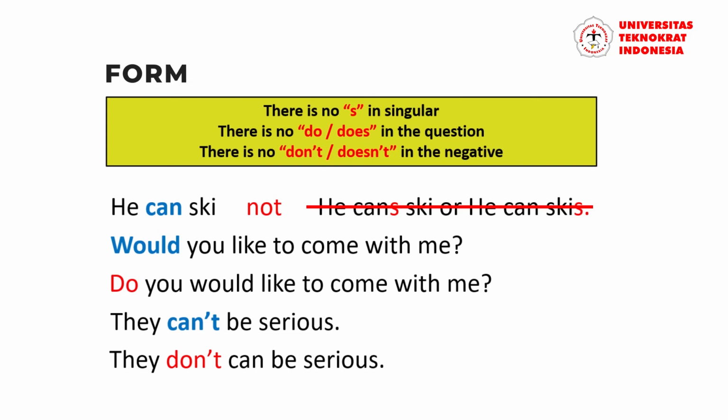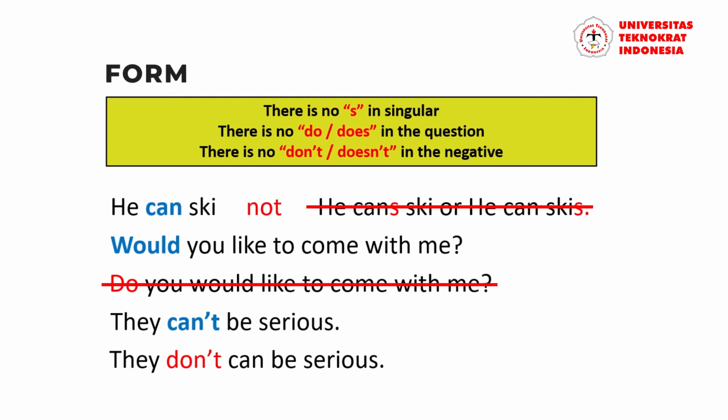Okay, and then the next example: for the modal itself, we do not need to put an auxiliary in the negative form or in the question form. For example, would you like to come with me? That is the correct sentence, the correct structure. While if we have, do you would like to come with me? That is incorrect because we already have would, so we shouldn't put another auxiliary do there. That makes the question incorrect.